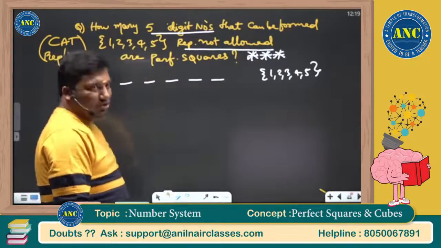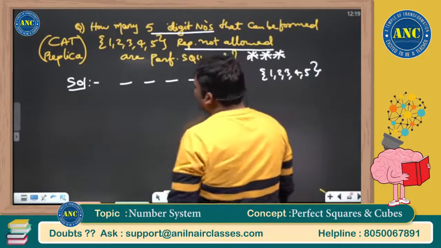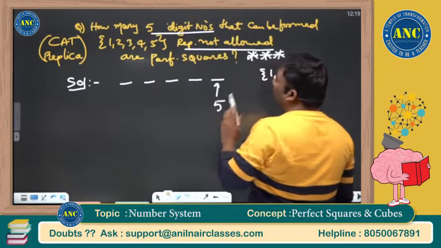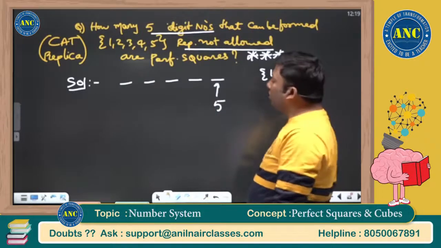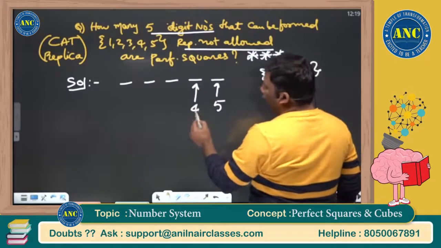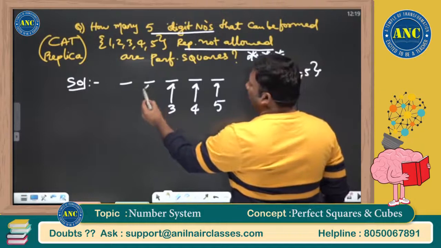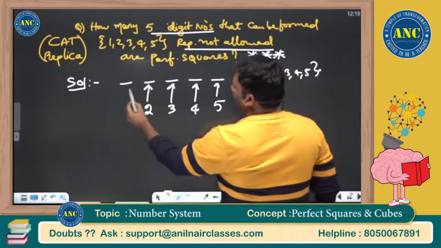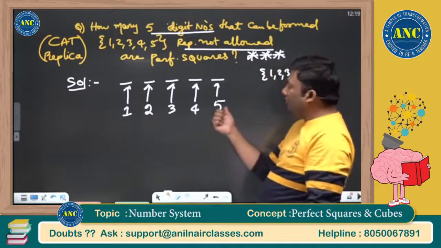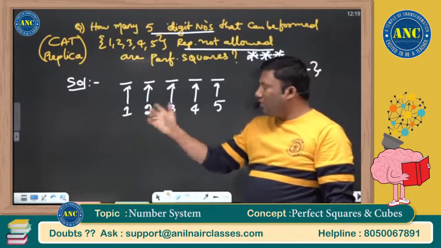How many are perfect squares? Now see here. Total, this place can be filled by any one out of the 5 digits: 1, 2, 3, 4 or 5. Repetition not allowed, so from the remaining 4 digits, 1 digit will come. Remaining 3 digits, 1 digit will come. Remaining 2 digits, 1 digit will come. Remaining 1 digit, it will be there. This place can be filled in 5 ways, this place in 4 ways, 3 ways, 2 ways, 1 way.